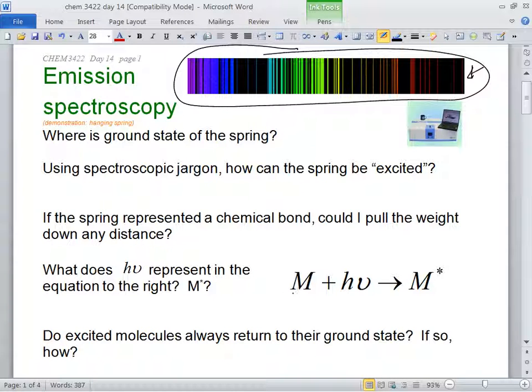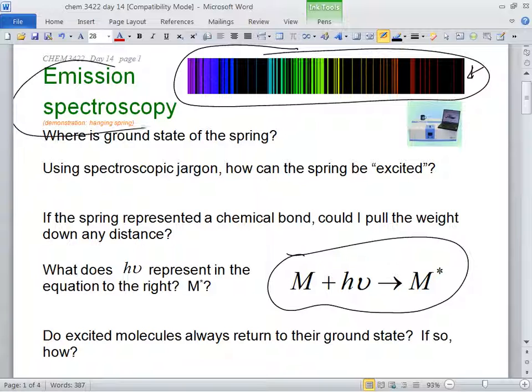What's M? What do you think M is, since we're talking about emission spectroscopy? What do you think M and H nu and M star are? Mel, what would you guess, since you're my PChemmer? Isn't M like the loss of energy? Well, energy isn't going to be M. Energy is going to be what in this?